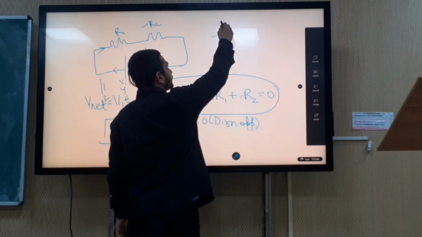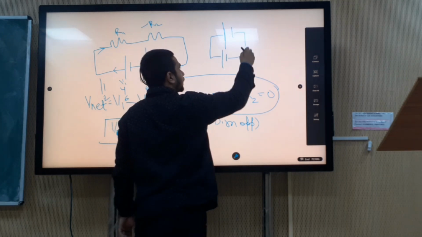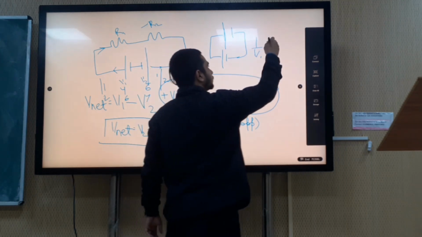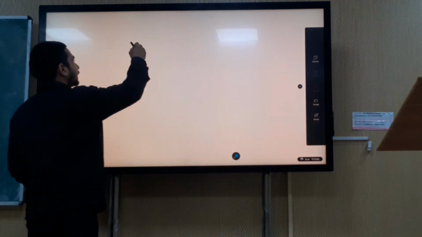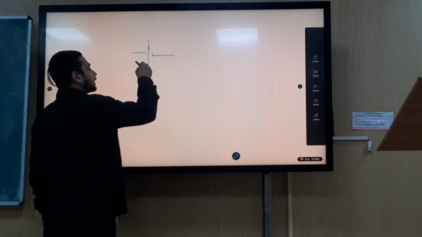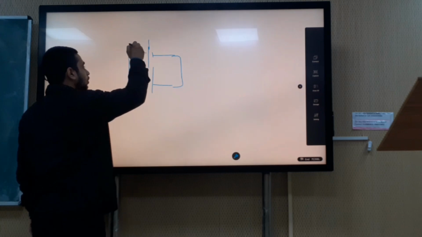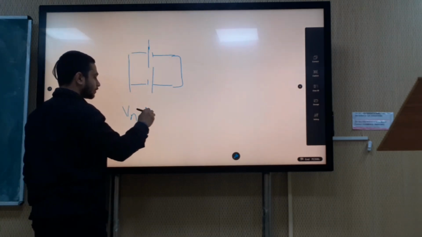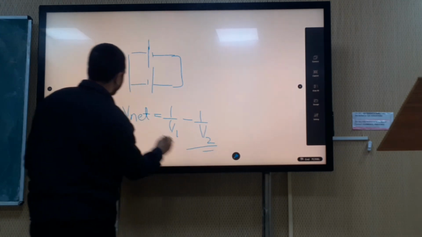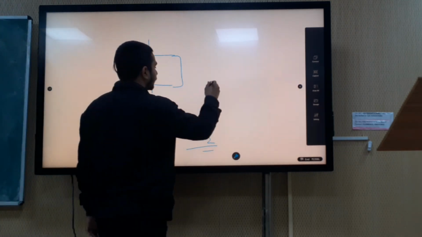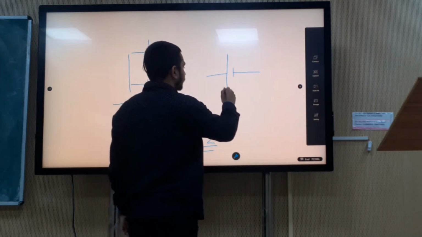But if the batteries are in parallel, like this is the first battery and this is the second, we know that it is 1 by V1 plus 1 by V2. But if the batteries are such that this is the positive terminal and here the negative terminal is there, then 1 by V net will be 1 by V1 minus 1 by V2.